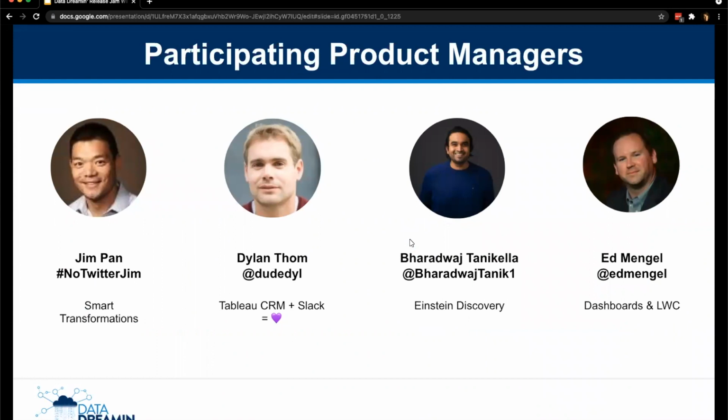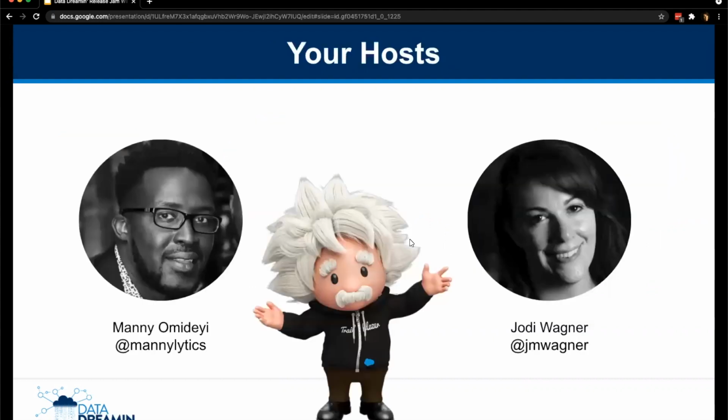We have these 4 illustrious product managers joining us today. You can find all of their Twitter handles there, except for Jim, if you want to reach out to them on social. We have joining us today Jim Pan on Smart Transformations, Thom on Tableau CRM plus Slack, Bharadwaj Tanikella on Einstein Discovery, and Mengel on Dashboards and Lightning Web Components.